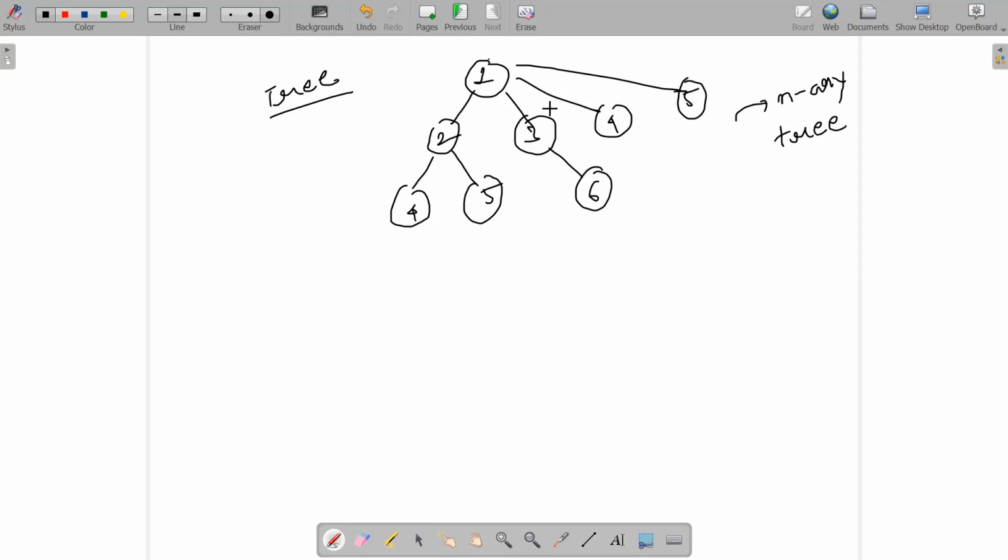Okay. Now tell me one thing. Let's talk about some of the properties of a tree. Tell me one thing. If there are n nodes inside a tree, if the number of nodes is n, how many edges should it have? Tell me that.